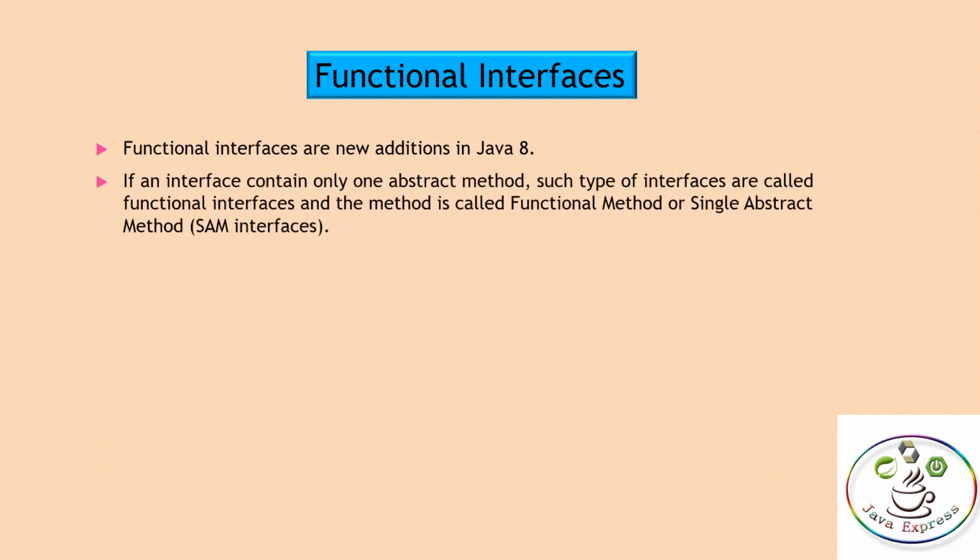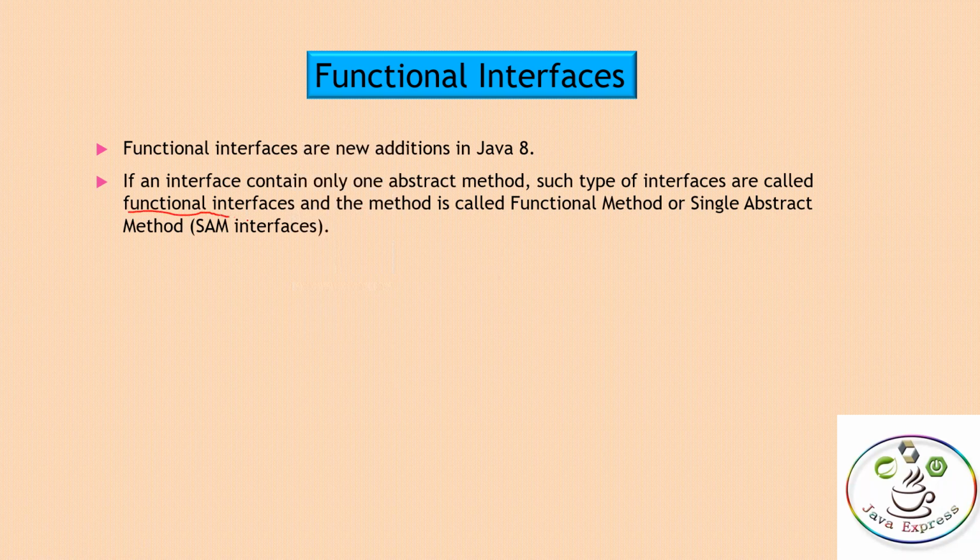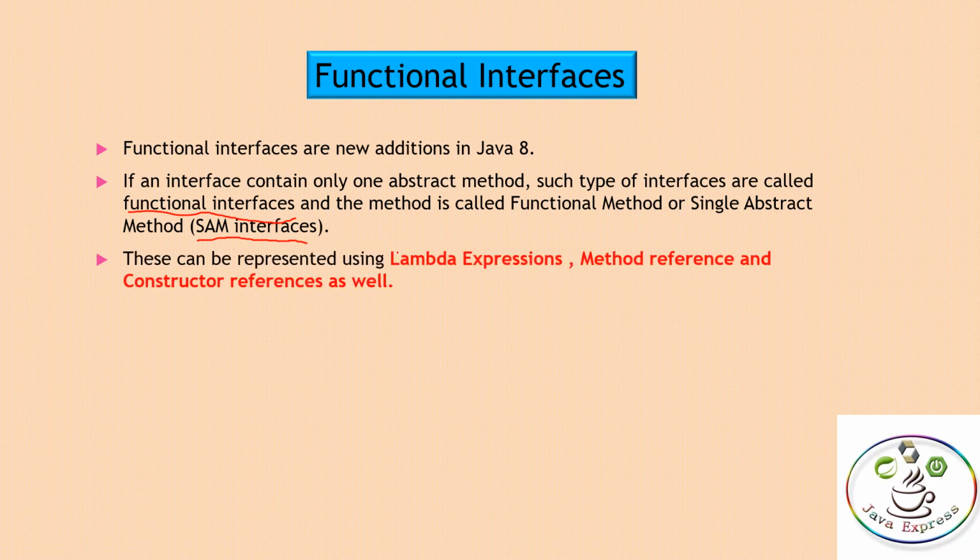If an interface contains one abstract method, such types of interfaces we can call functional interfaces, and also SAM interfaces, single abstract method interfaces. We already discussed default methods, which we can also call defender methods. These functional interfaces can be represented with the help of Lambda expressions, method references, and constructor references also.